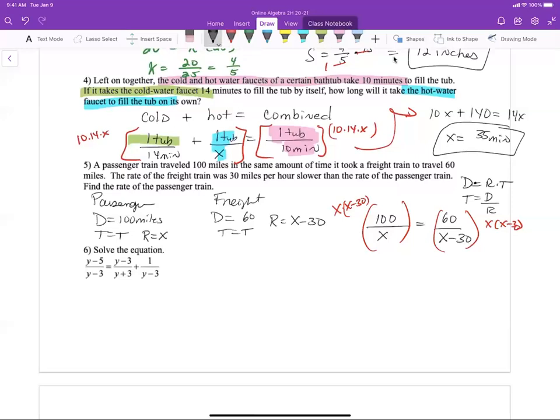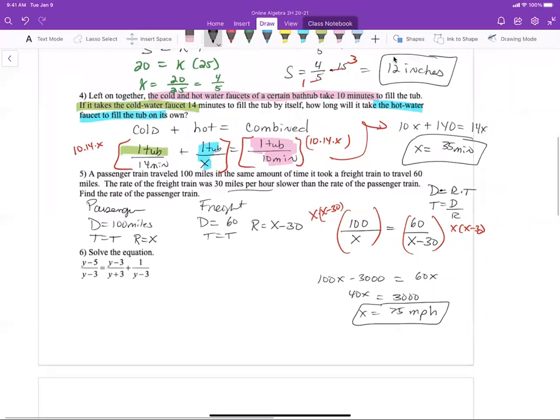On the left, my X's cancel. I get 100X minus 30 times 100, 3,000, is equal to my X minus 30 cancel, and I get 60X. And yes, so I subtract 60X, I get 40X equals positive 3,000. X is equal to 3,000 divided by 40, which is 75. What is the value of X? It is a rate in miles per hour. There it is, miles per hour.